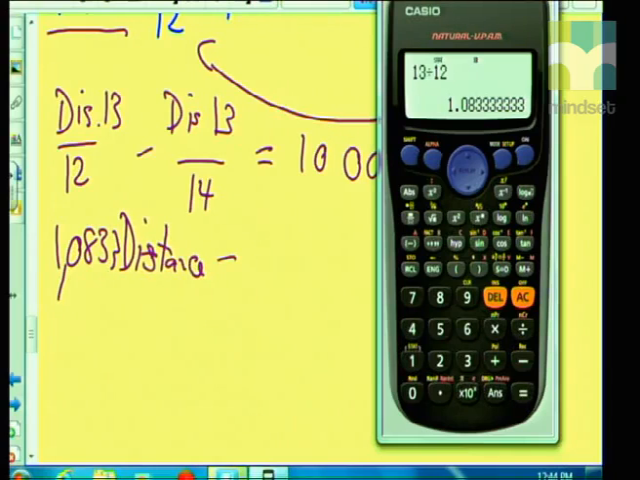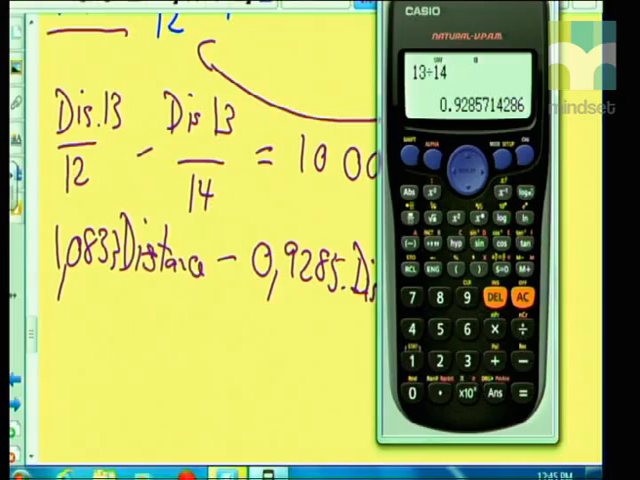I'm going to subtract from that. Let's do the same thing on this side. 13 divided by 14. Get that answer, and that's 0,9285, and I could carry on 7. I'll round it off just now. Distance. And that's all equal to 10,000 Rand. Okay? That's all equal to 10,000 Rand.